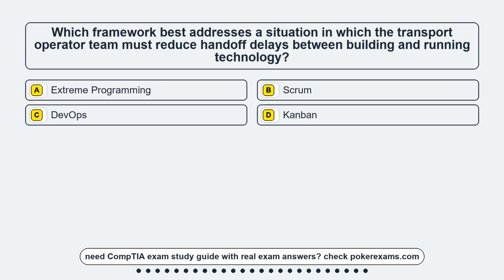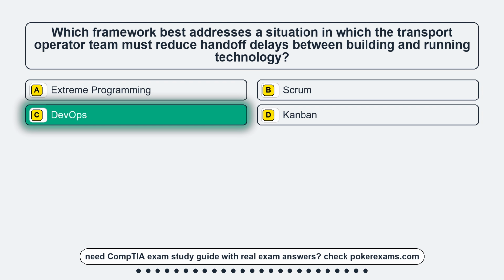Question 23. Which framework best addresses a situation in which the transport operator team must reduce handoff delays between building and running technology? Option A, Extreme Programming. Option B, Scrum. Option C, DevOps. Option D, Kanban. The correct answer is option C, DevOps.